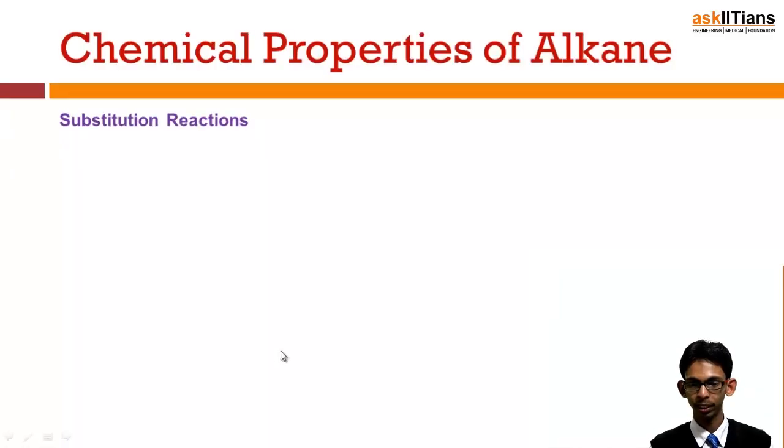As I told you, hydrocarbons are the sources of energy, and energy is produced by burning of hydrocarbons, or combustion or oxidation. So we'll study about all these. Let's start. Chemical properties of alkanes.